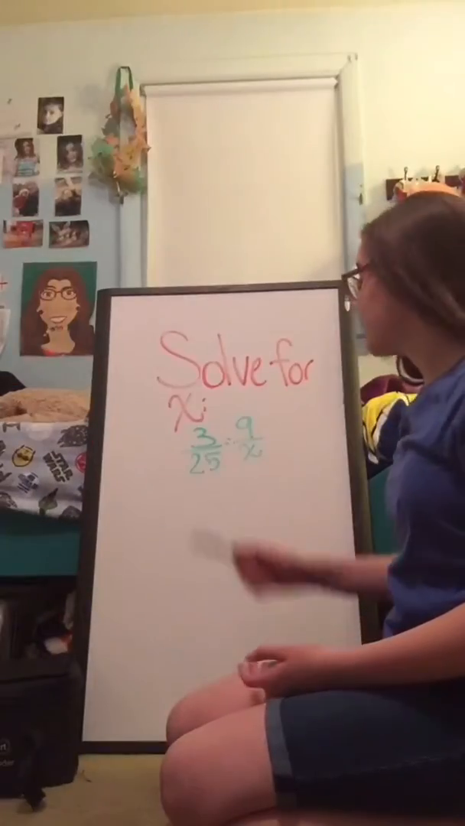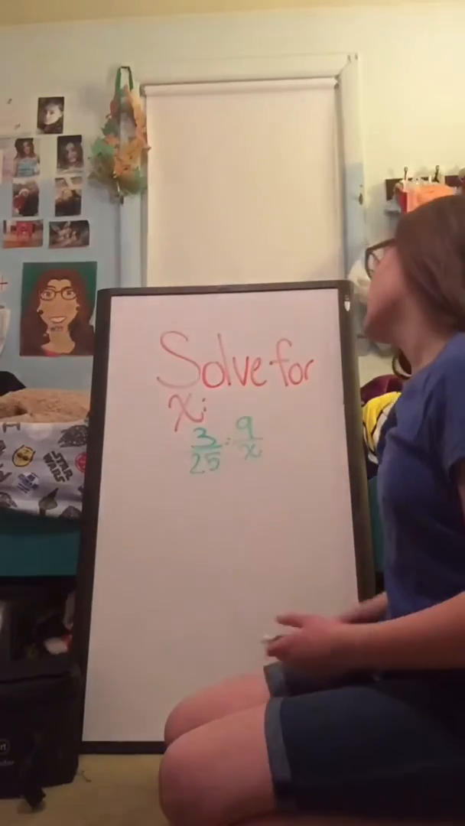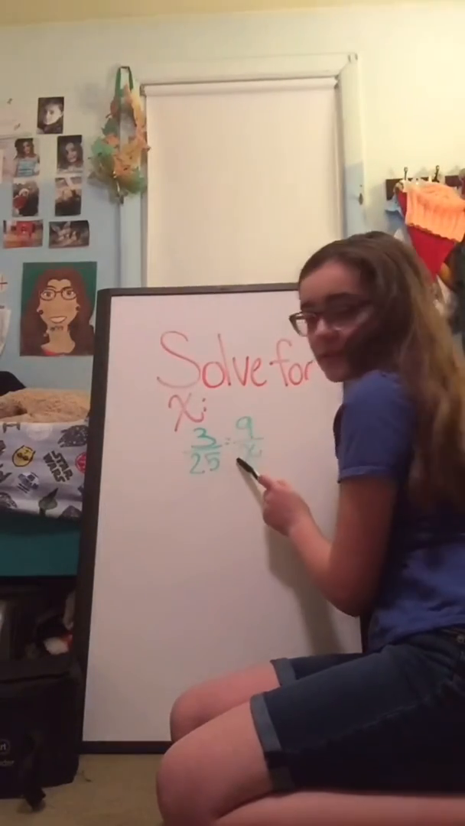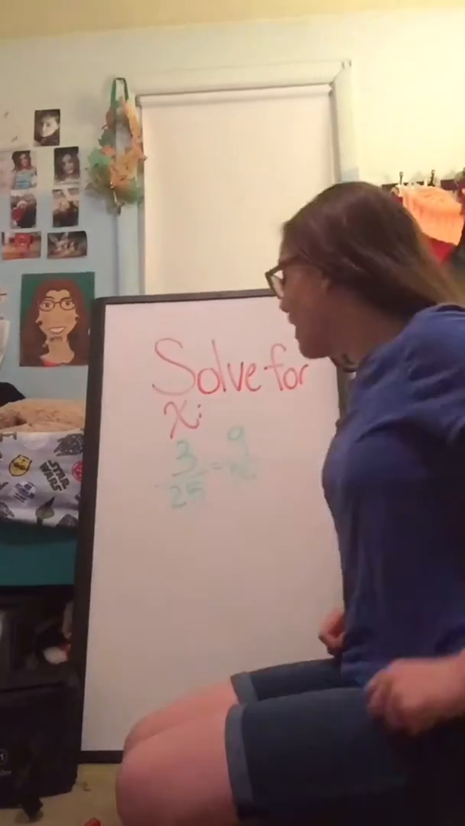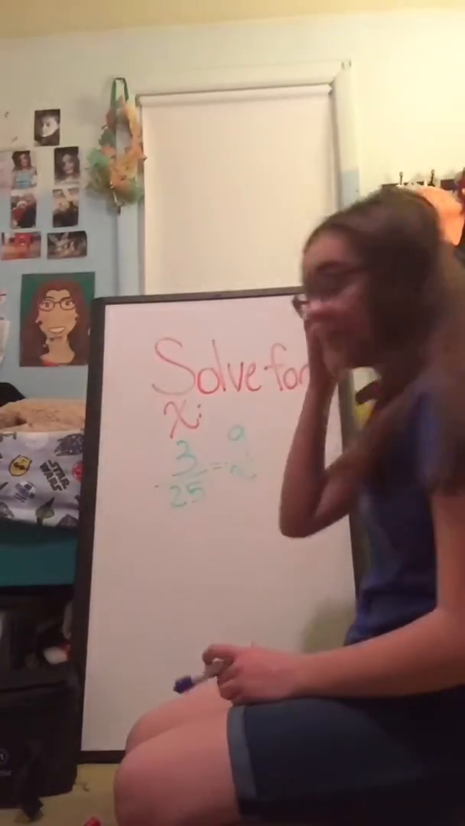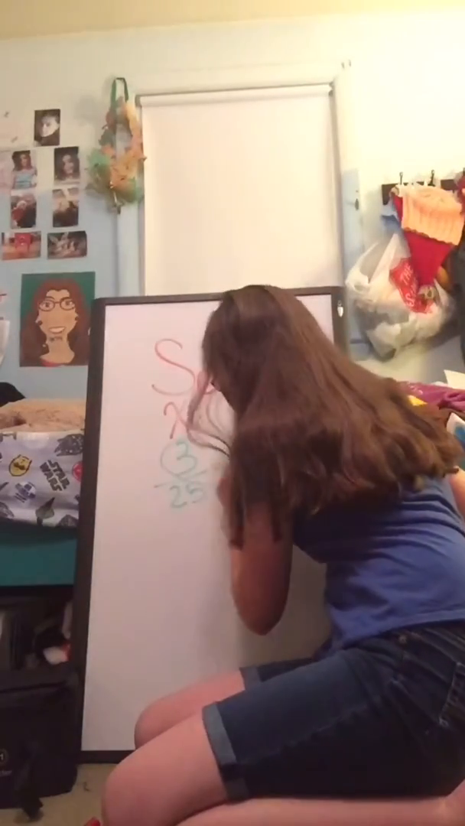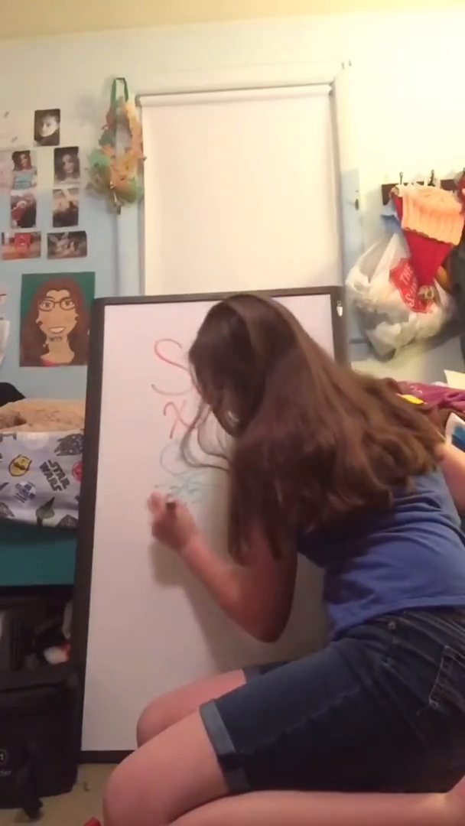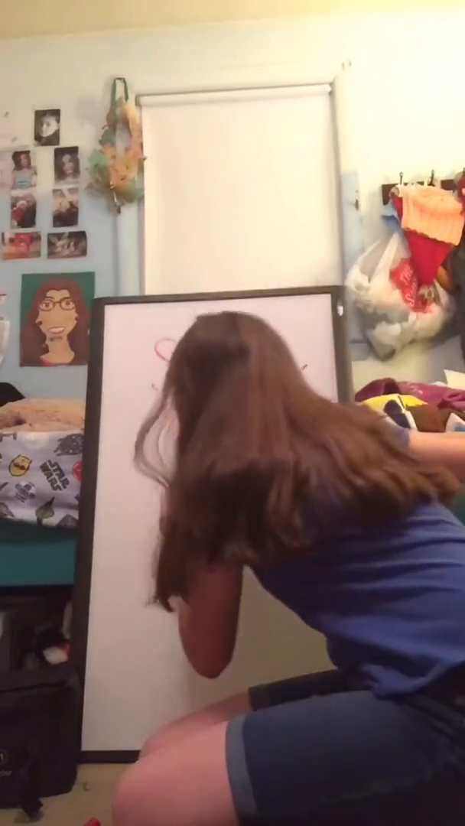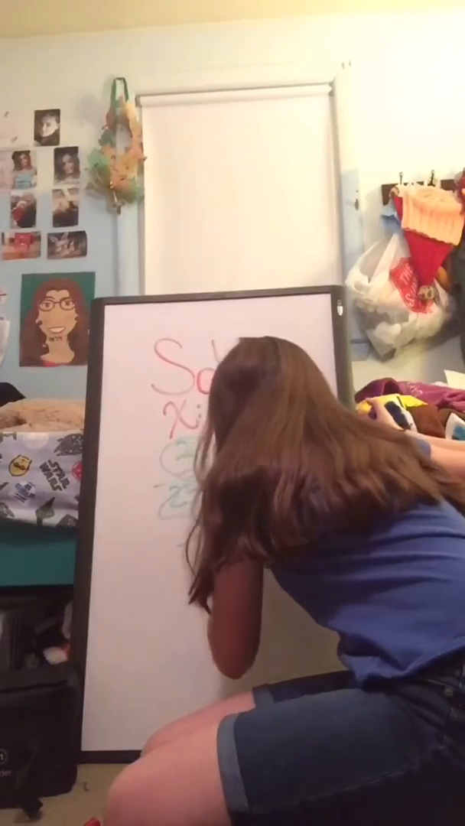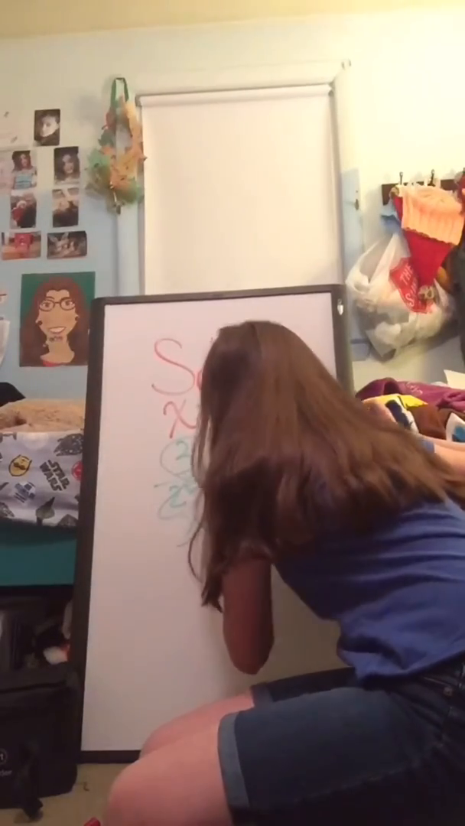So our first task is to solve for x. Our equation is 3 over 25 equals 9 over x. How are we going to solve it? Well, we're going to cross multiply. I've shown you how to do this before. We would have 3 times x and 9 times 25. This would give us 3x equals 25 times 9, or 225.